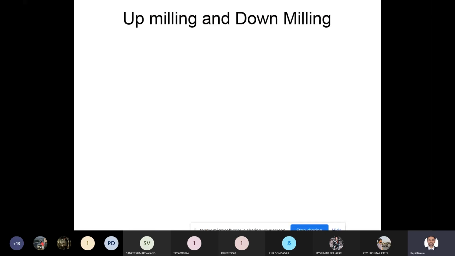Now, in today's lecture, we will discuss up milling and down milling. As we know, milling machines can be categorized in two ways: horizontal milling machines and vertical milling machines. In a horizontal milling machine, a plain milling cutter is mounted on the arbor and removes the metal. That method of removing the metal can be categorized into two parts, called up milling and down milling. There are two different methods.